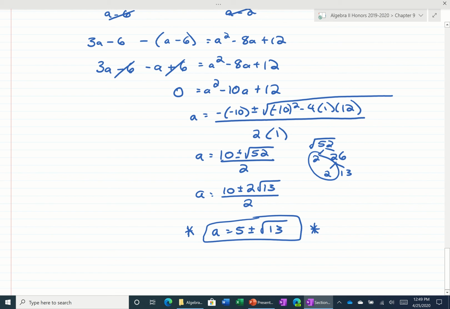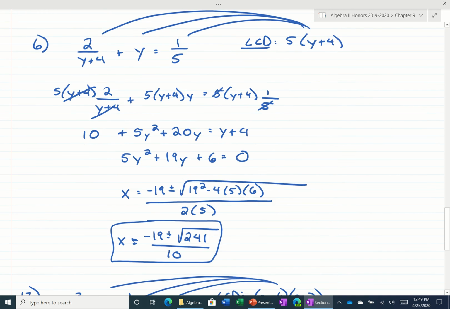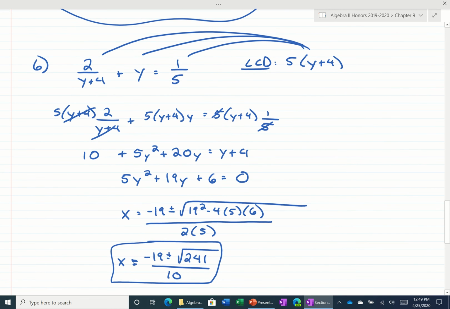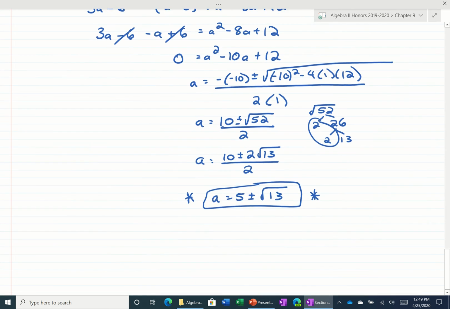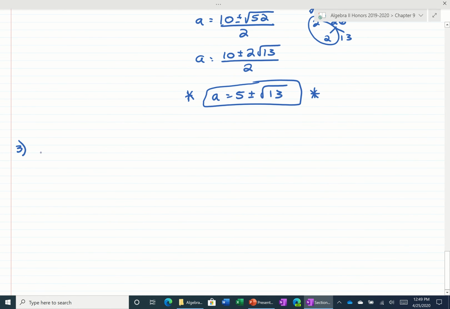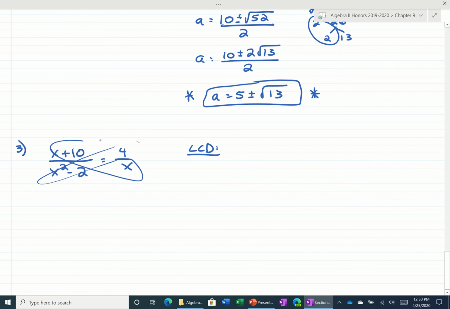That was pretty good. Let's see here. 15 looks pretty easy. And the other ones all look like pretty standard problems. So we'll maybe do a couple from practice 9.5. I asked you to do 1 to 6. All right, so number 3 looks pretty good on the practice worksheet. Number 3, it says x plus 10 over x squared minus 2 is equal to 4 over x. Now our LCD here, we could just cross multiply. It's set up as a proportion.